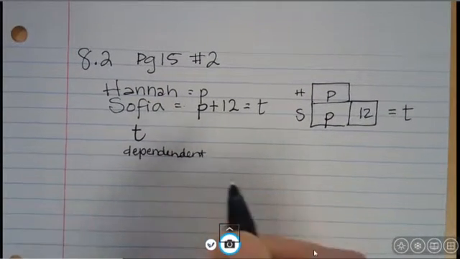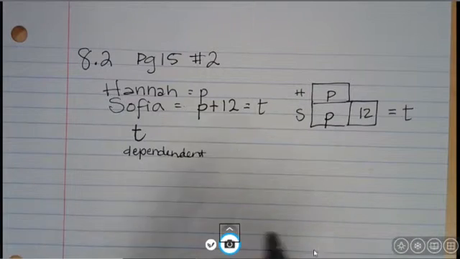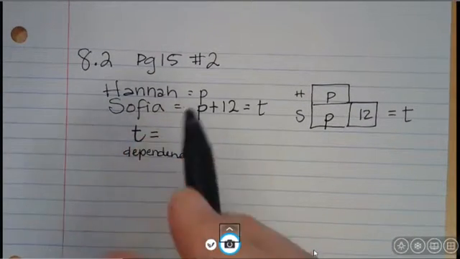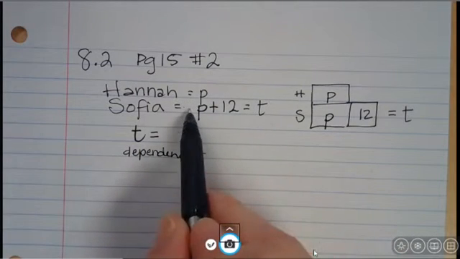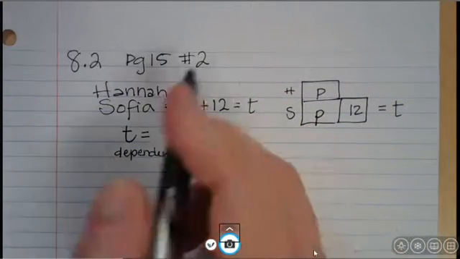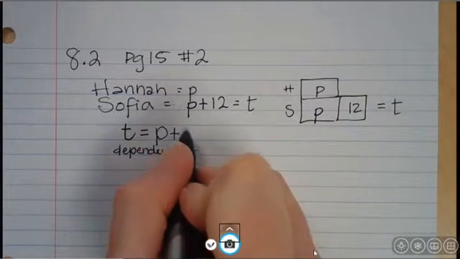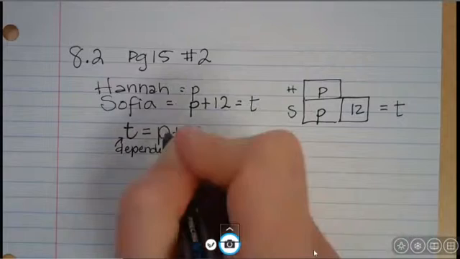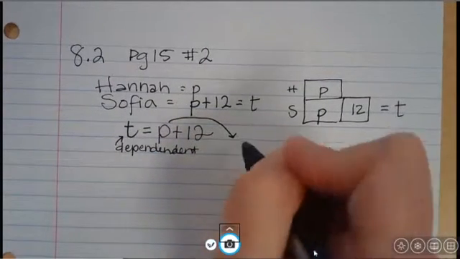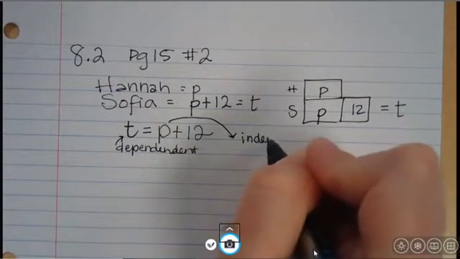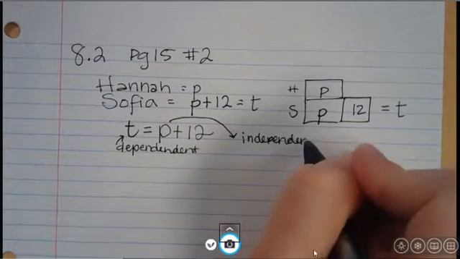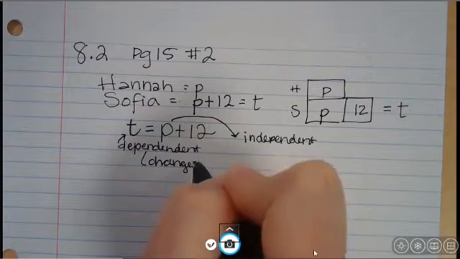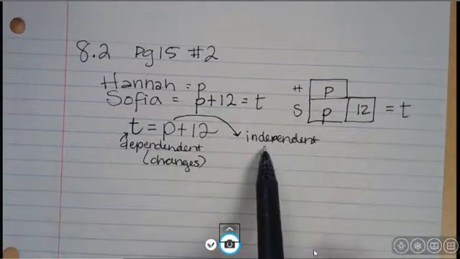You'll need to know this, remember, for chapter 9, because otherwise your graphs and your linear graphs in chapter 9 will be totally wrong. So t is equal to, I can just move it to the front, p plus 12. So t is the dependent variable and p is the independent variable. And again, that's because the dependent variable changes based upon the independent variable.